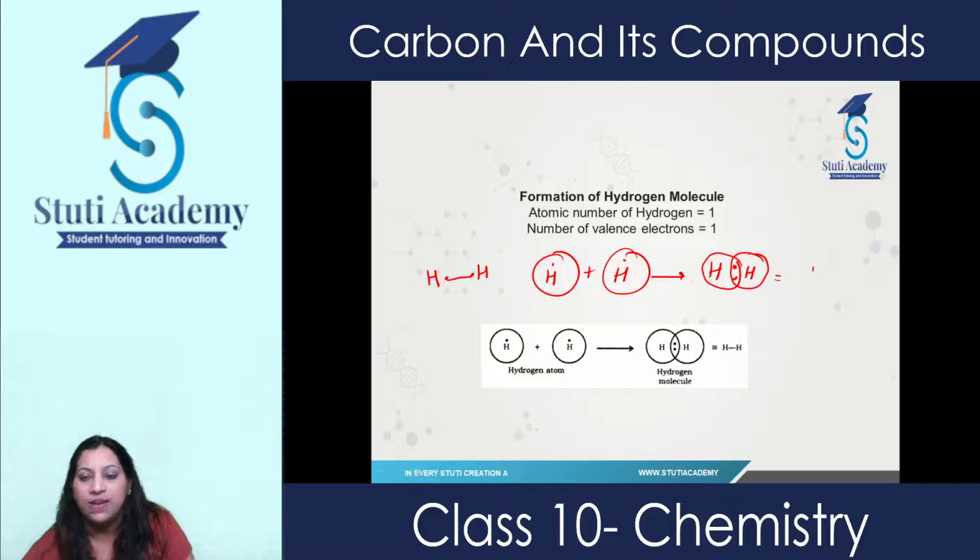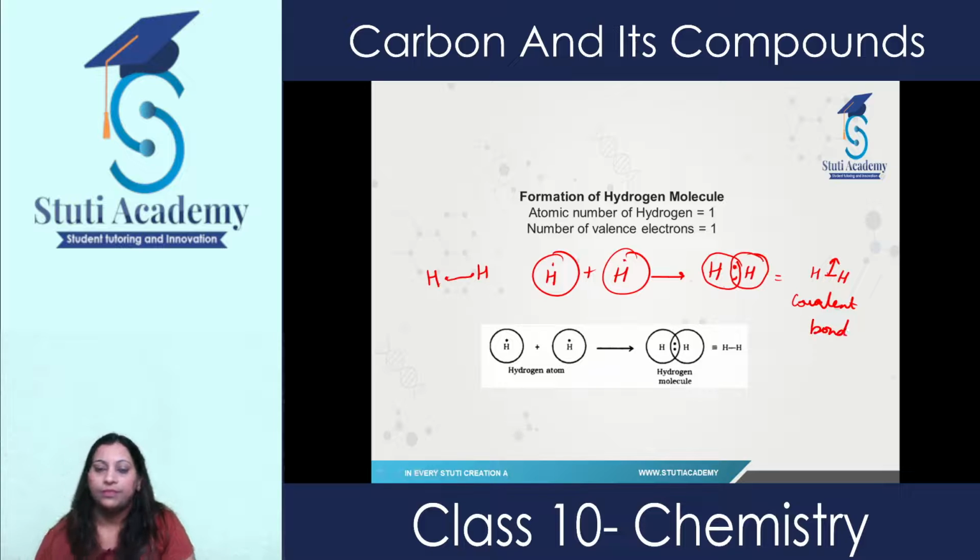It becomes stable in nature, and the bond formed between them is known as a covalent bond. This is a single covalent bond. As you can see, only a single sharing of electrons takes place. So that's why it has a single covalent bond. So this is how hydrogen molecules exist in nature, attain inert gas configuration, and become stable in nature.